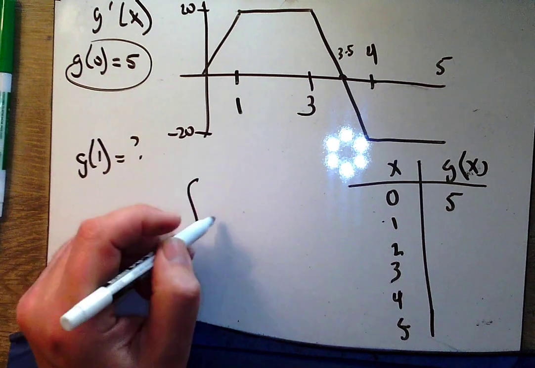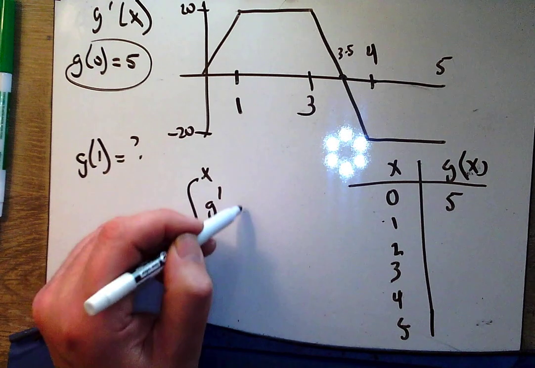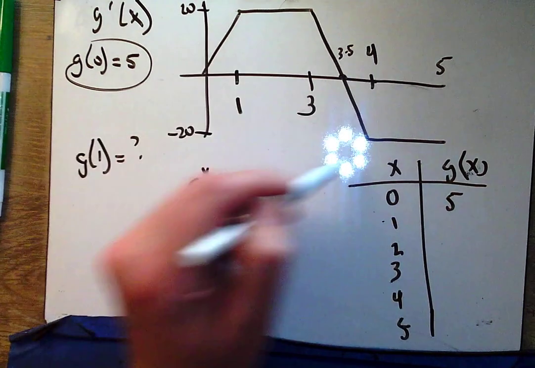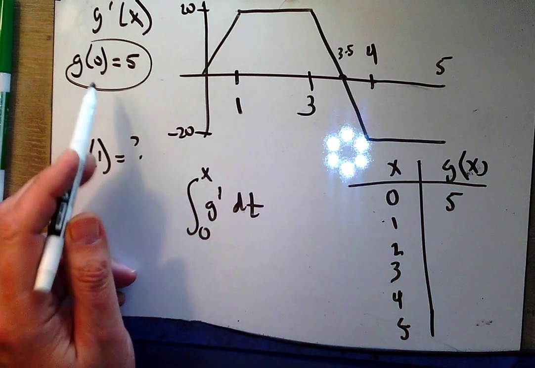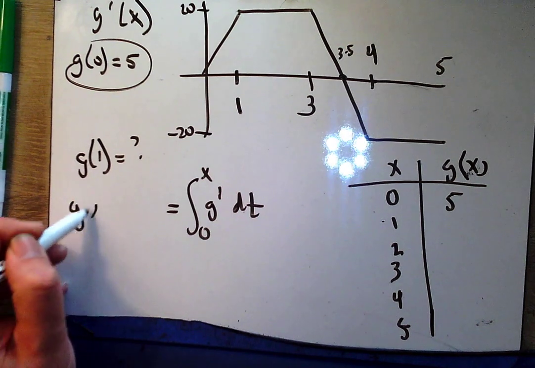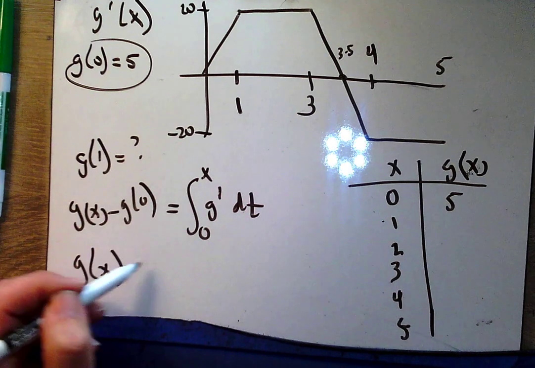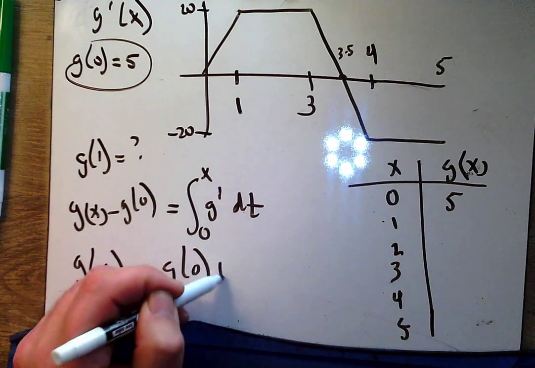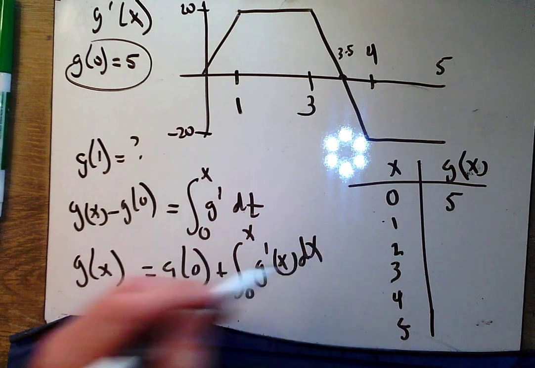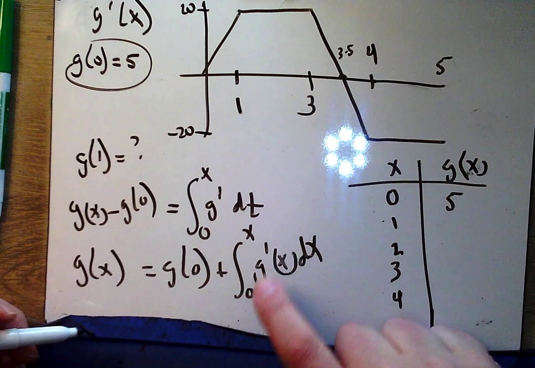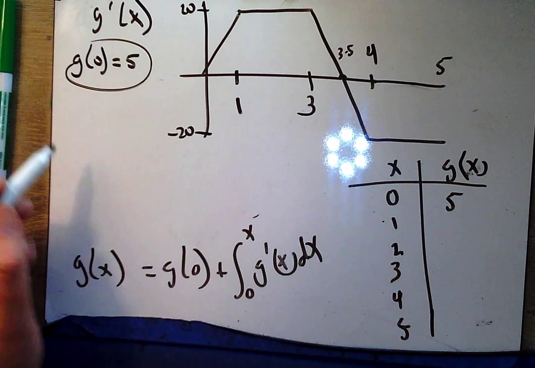Well, remember, if we integrate from 0 to x, g prime dt, we integrate this curve until we get to a second point. We know that that's equal to g of x minus g of 0. So our g of x function is going to be g of 0 plus the integral from 0 to x of g prime dx.